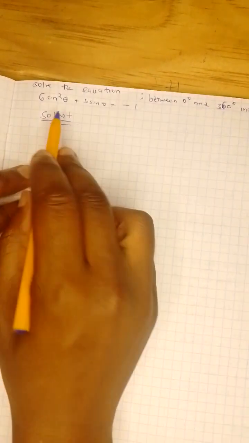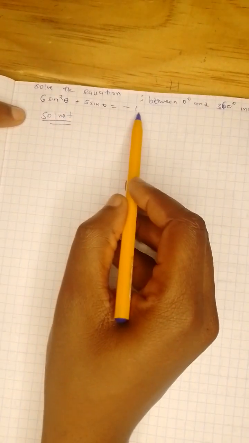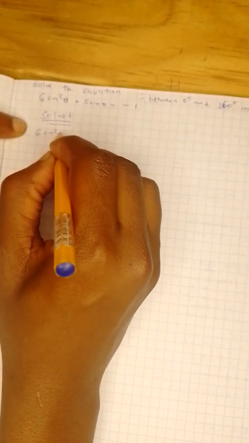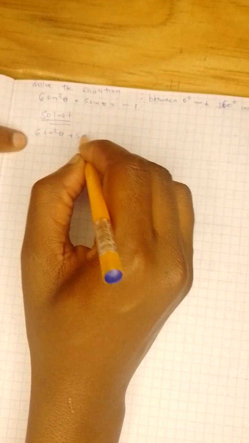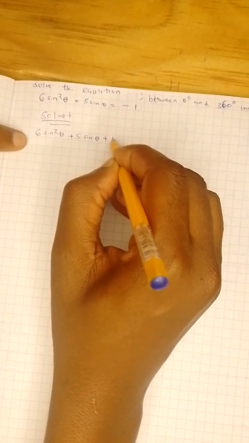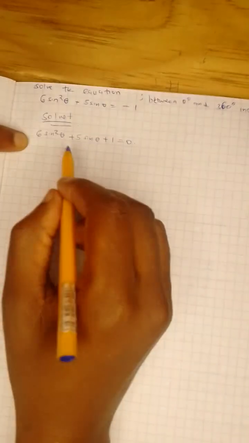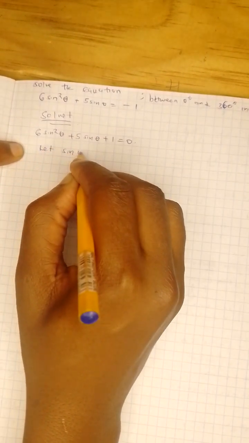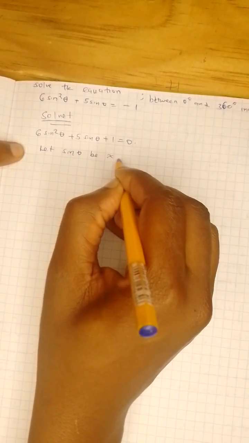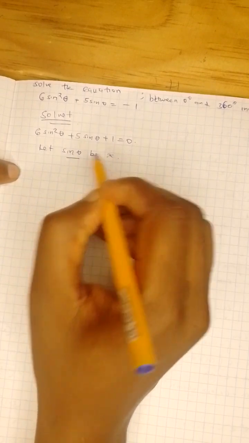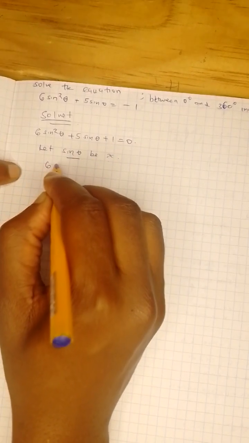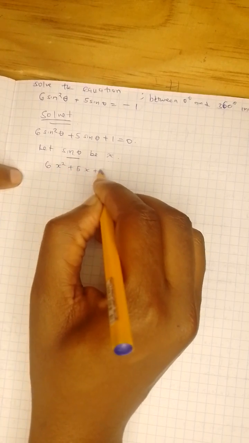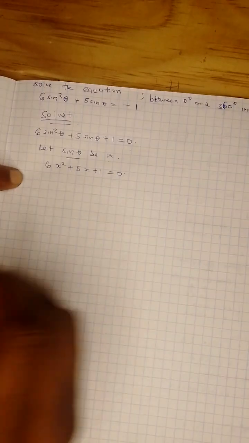So, solution. Well, first I'm going to bring this negative 1 on the left side. We have 6 sine square theta plus 5 sine theta plus 1 is equals to 0. From here now I would say let sine theta be x. So I'm going to replace sine theta with x. So my equation will be 6x square plus 5x plus 1 is equals to 0.